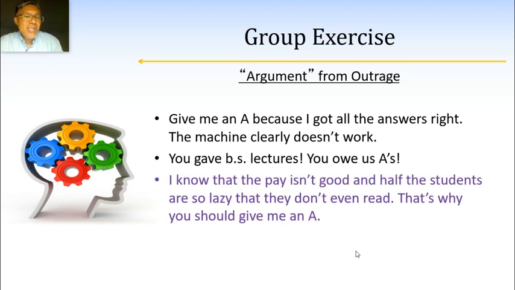Finally, I know that the pay isn't good, and half the students are so lazy that they don't even read. That's why you should give me an A. Well, this would be much closer to working, right? So they don't really give the teacher an actual reason why the student deserves an A, but instead they try to relate to the teacher by getting them outraged, or pretending as if they're outraged, by something the teacher would normally be outraged by, right? Which is low salaries and students who don't read much. So this would be a good example, or a better example than the first two, of an argument from outrage. Okay, hopefully that makes sense.